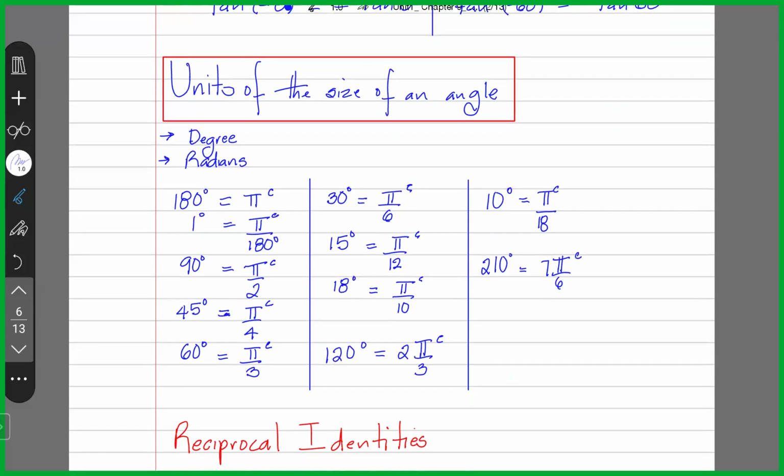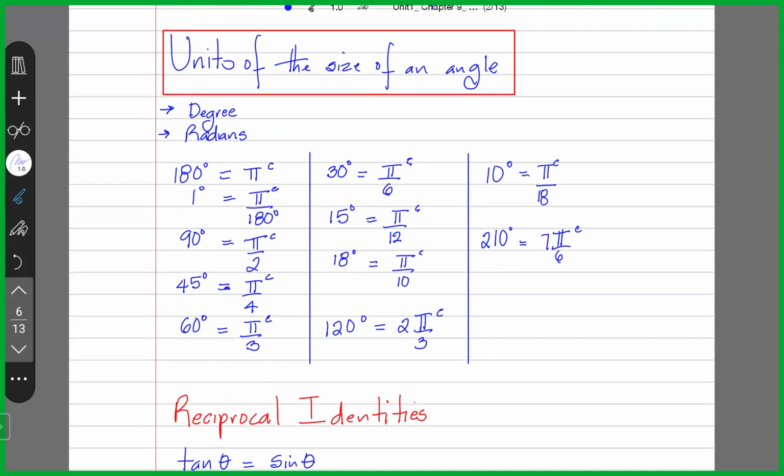The units of angles. We all know that the two units of angles are degrees and radians. Obviously there has to be a connection between them. 180 degrees is equal to pi radians. You need to be able to convert between degrees and radians, and this is your conversion rate.